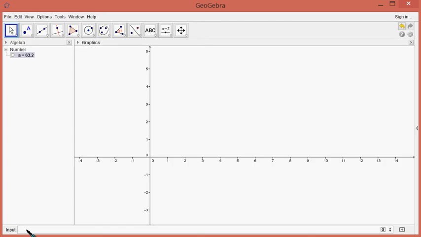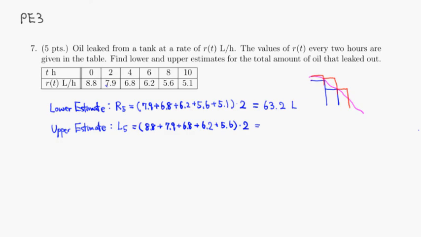So let's compute that. What we had was 8.8 plus 7.9 plus 6.8 plus 6.2 plus 5.6, then multiply by 2. So we got 70.6. So this is 70.6 liters. And that's it. I hope that this was clear.